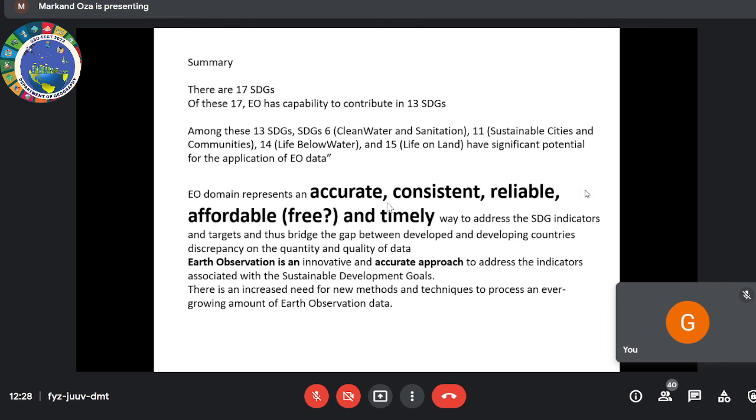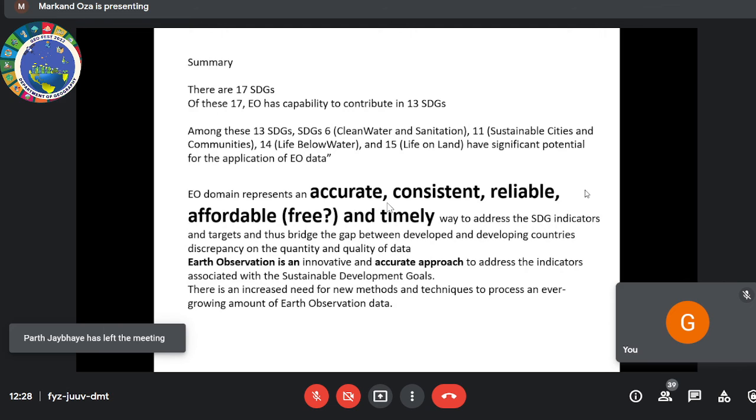Okay, so I'll end by saying, there are 17 SDGs, of which Earth observation has the capability to contribute to 13. Not all is tier 1. Some are tier 2 and a few are tier 3. Among these, SDG 6, clean water and sanitation, sustainable cities and communities, coastal water and life on land have significant potential. But the punchline is EO data is accurate, consistent, reliable, and affordable.